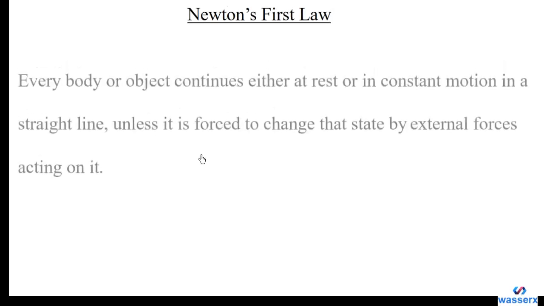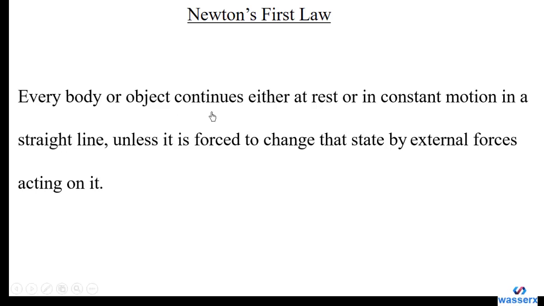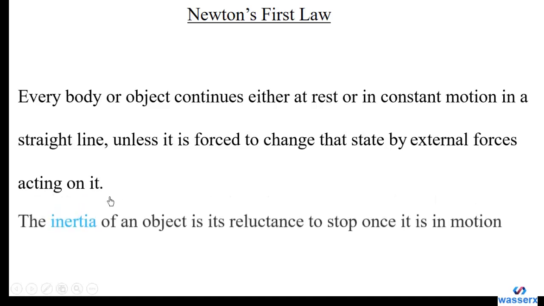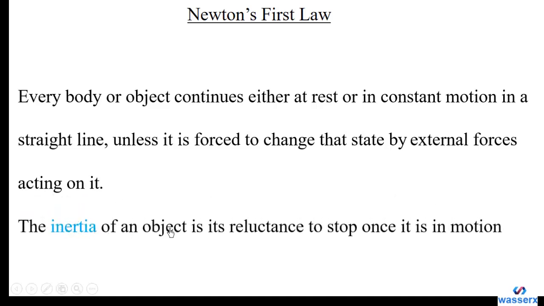Newton's first law of motion states that every object continues either at rest or in constant motion in a straight line unless it is forced to change that state by external forces acting on it. The reluctance to stop once it is in motion is referred to as inertia, or once it is at rest, the reluctance to be set in motion is referred to as inertia.